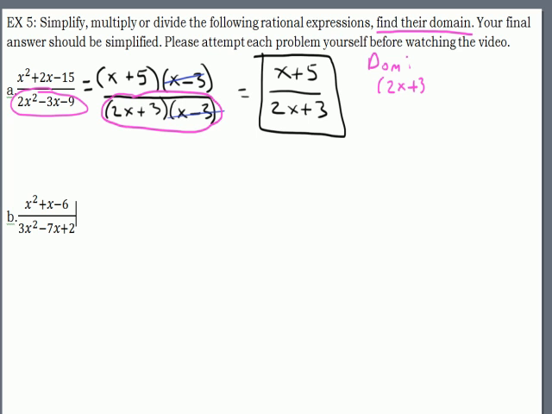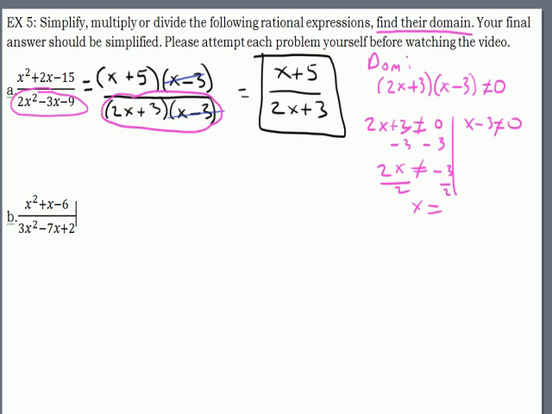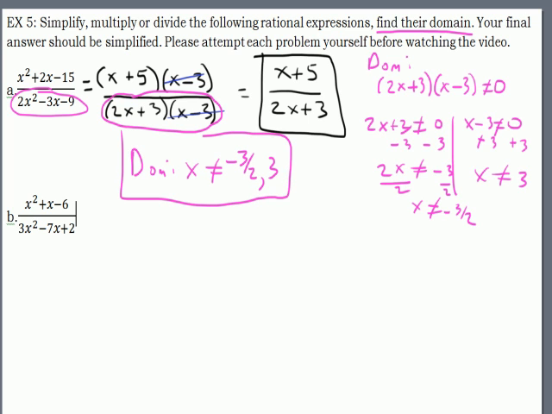So 2x plus 3 times x minus 3 can't equal 0. I'm going to set each part of that equal to 0 and solve each part. So 2x plus 3 shouldn't be 0, or x minus 3 shouldn't equal 0. Looking at the first expression, subtracting a 3 from both sides, we'll get 2x is not equal to negative 3. Dividing both sides by 2, we'll get x is not equal to negative 3 halves. For the second expression, adding a 3 to both sides, we'll get x is not equal to 3. Putting that together, the final domain should be x is not equal to negative 3 halves or 3. And that's the other part of my final answer.